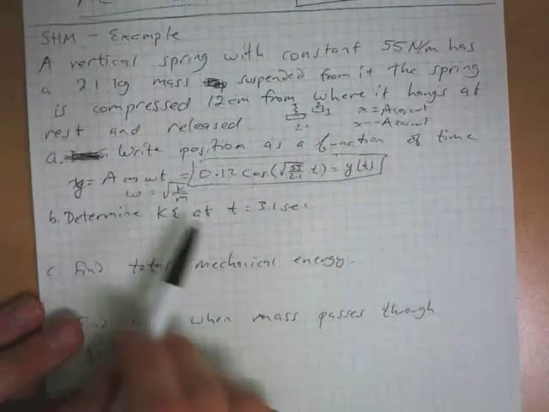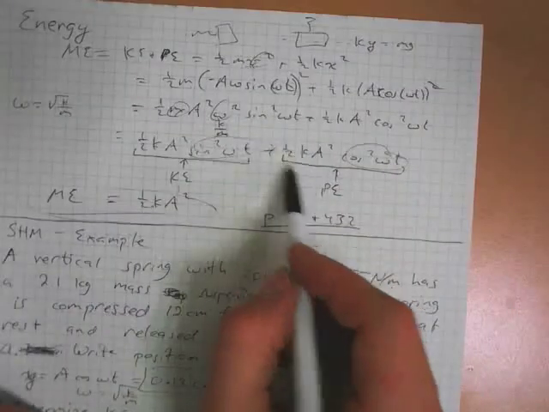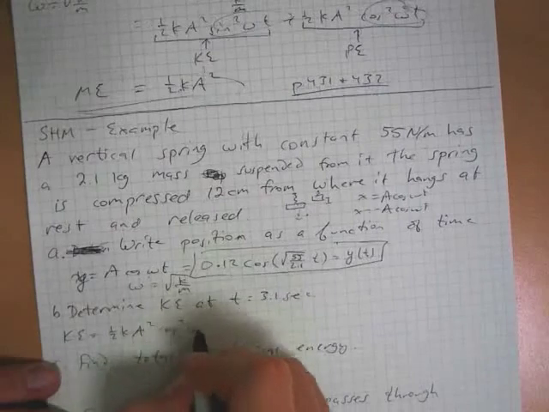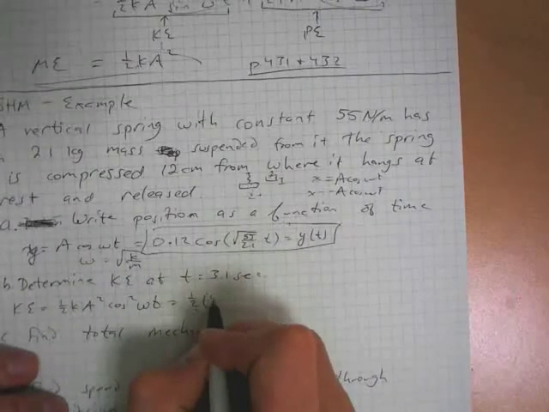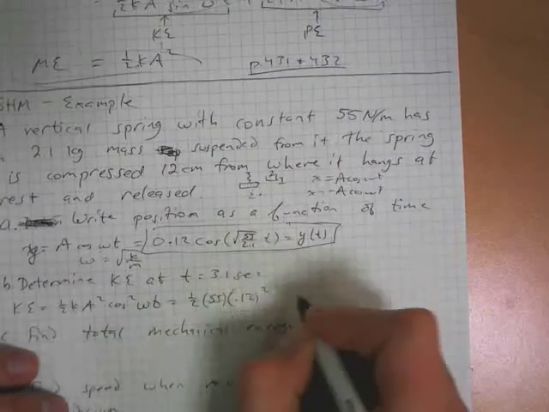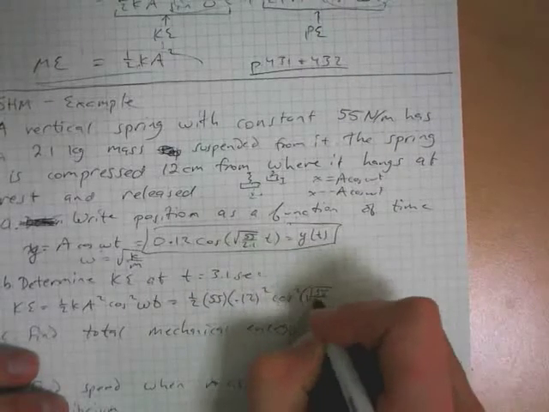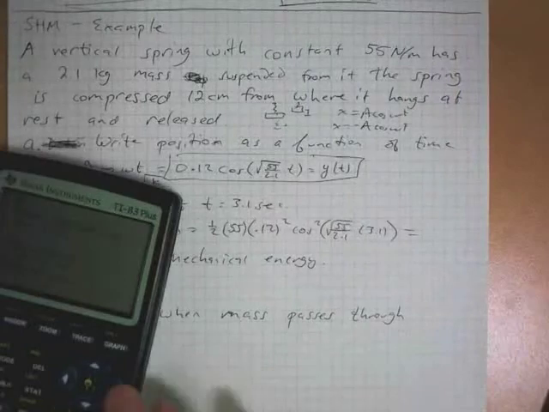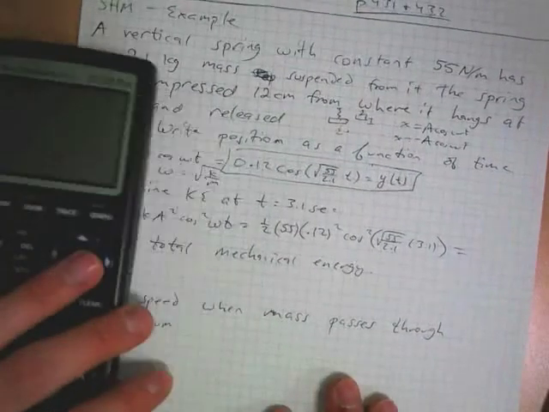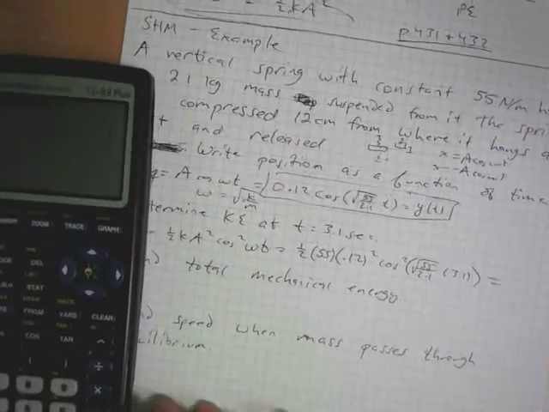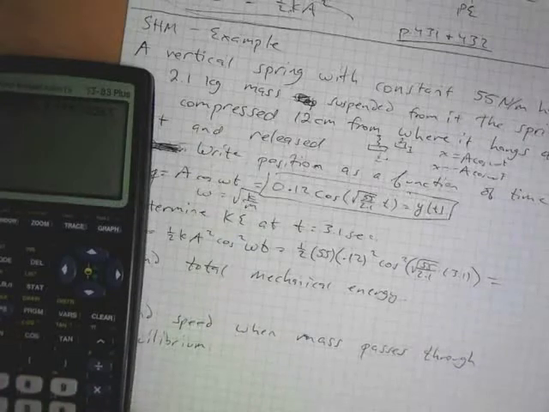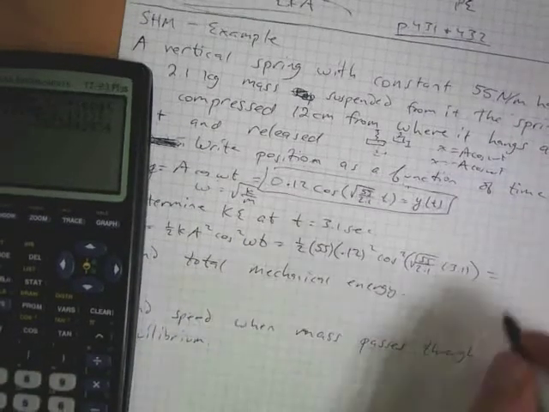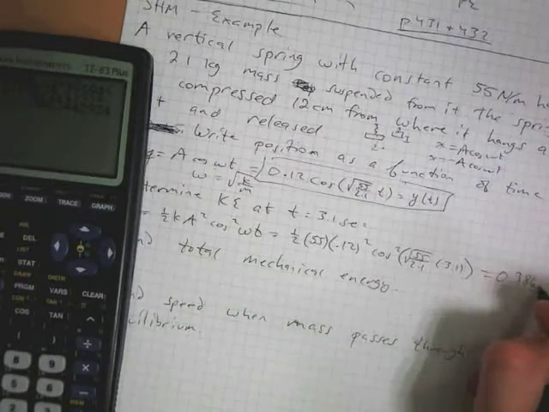Determine kinetic energy at t equals 3.1 seconds. Well, we've established that kinetic energy is 1/2 kA squared cosine squared omega t. So that's 1/2 times 55 times 0.12 squared times cosine squared of root 55 over 2.1 times 3.1. So I punch that in, making sure I am in radian mode. I am in radian mode. 0.5 times 55 times 0.12 squared times cosine of 3.1 times root 55 over 2.1, parentheses squared. And kinetic energy at that point is 0.386, etc. joules.